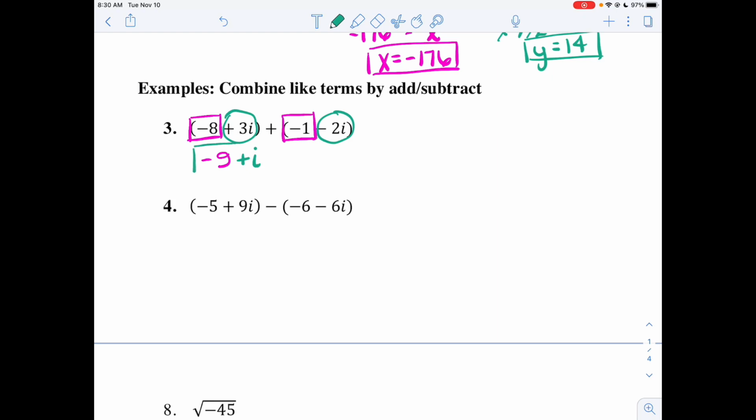Notice that I'm writing the real part first and then the imaginary part. This should be written in what's considered standard form that we talked about at the beginning. Real part first, our a, and then the imaginary part, the b times i.